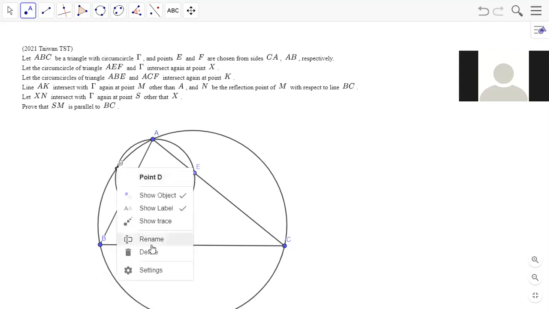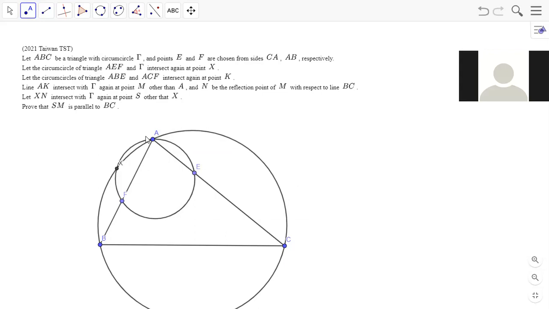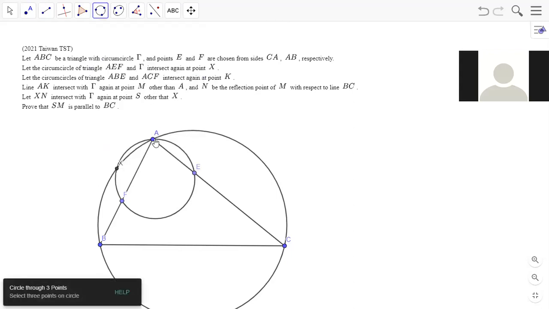So the circumcircle of AEF intersects the circumcircle gamma at point X. So this right here is point X. And it looks kind of like a spiral similarity problem, right? So triangle XEF is similar to triangle XCB. The circumcircles of ABE and ACF intersect at K.